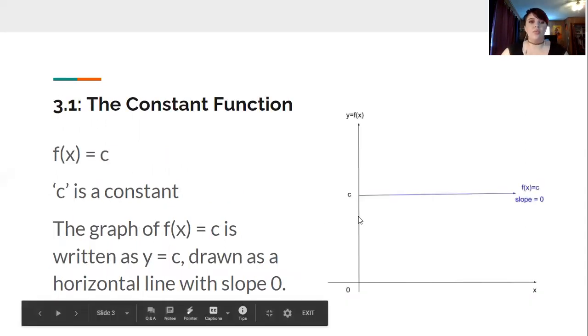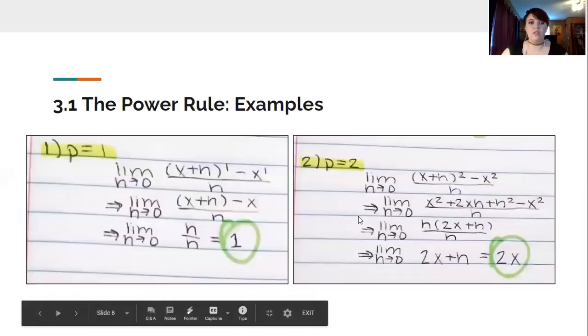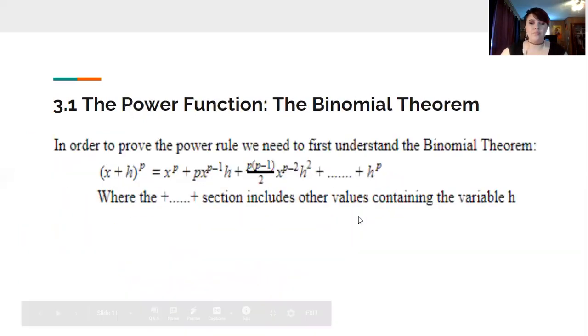So we're going to skip through the slides that we have already looked at, and we find ourselves looking at the binomial theorem. So I'm going to pull myself up a little bit.